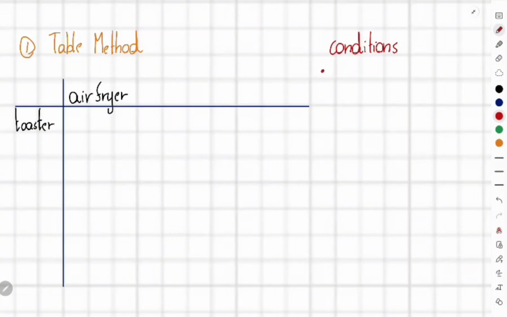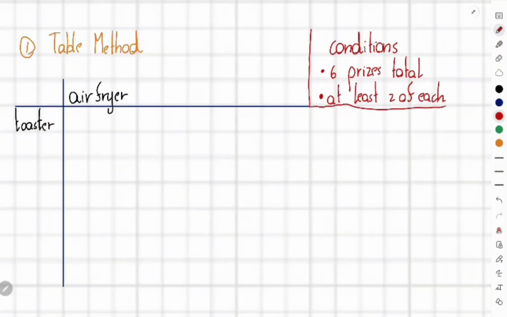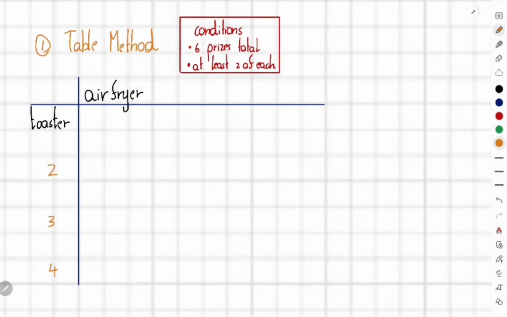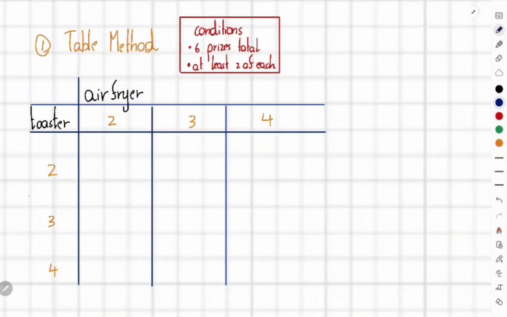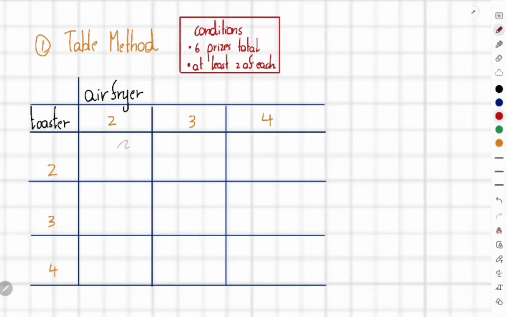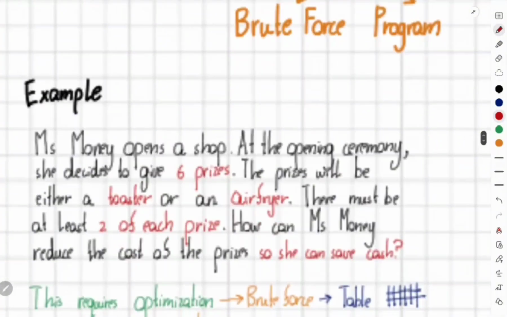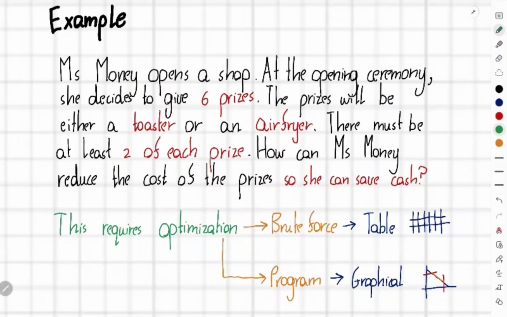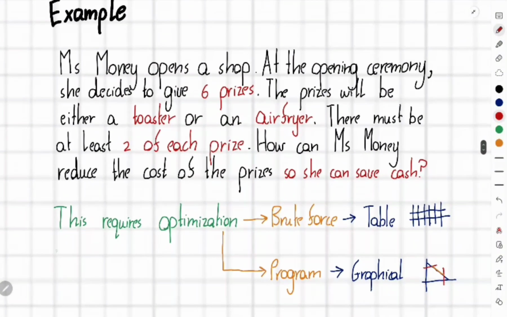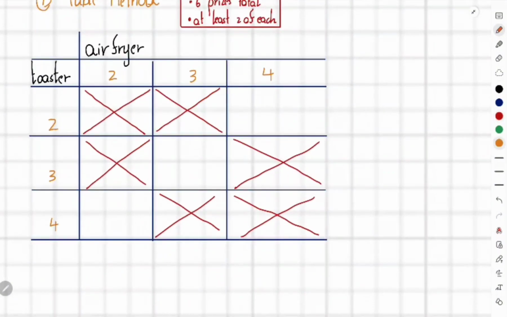Let's recall the conditions that we set out. 6 prizes total, at least 2 each. Let's go ahead and write down the possible combinations. It's 2, 3, or 4, but conditions posit that we can't have 1 of each or more than 5 as it will exceed 6. I'm crossing out the combinations that can't exist, and that's because these will either not add up to 6 or exceed 6. So let's say toasters cost 20 and air fryers cost 30. We need to find which of these 3 possible combinations gives the lowest value.